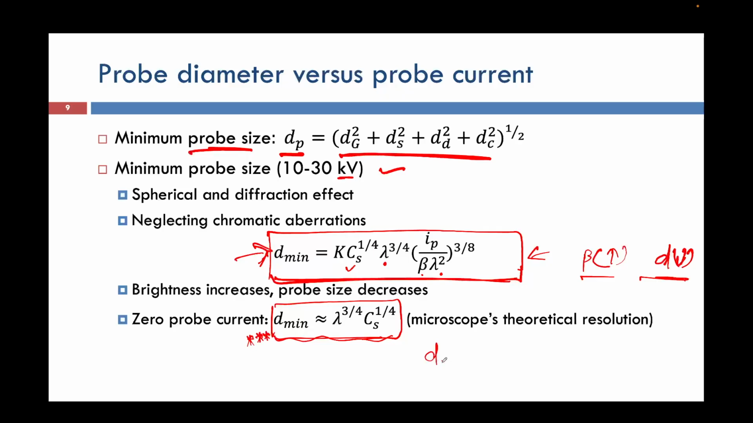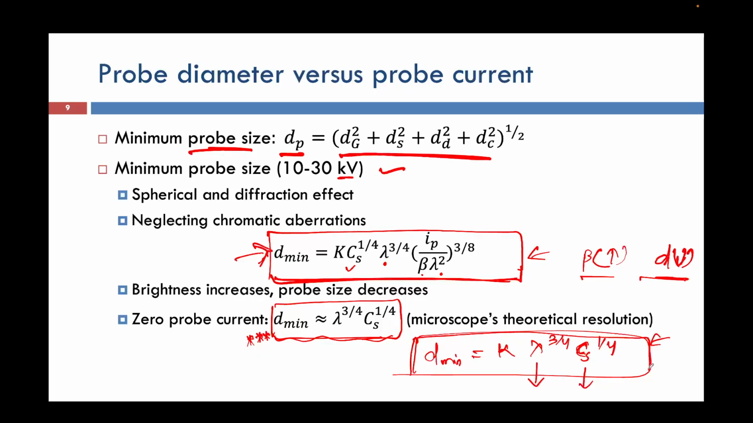And if I want to remove this proportionality sign, then I can put D minimum equal to lambda to the power 3 by 4 into Cs to the power 1 by 4. Here Cs is the coefficient of spherical aberration, lambda is the wavelength. So when someone talks about my lambda being decreased or increased by this much, and how my probe diameter will be affected, he is talking about the theoretical resolution, that is, the final theoretical resolution that you will get. And if my coefficient of spherical aberration increases or decreases by this much, then what will happen in that case. So this is an important expression you have to remember.